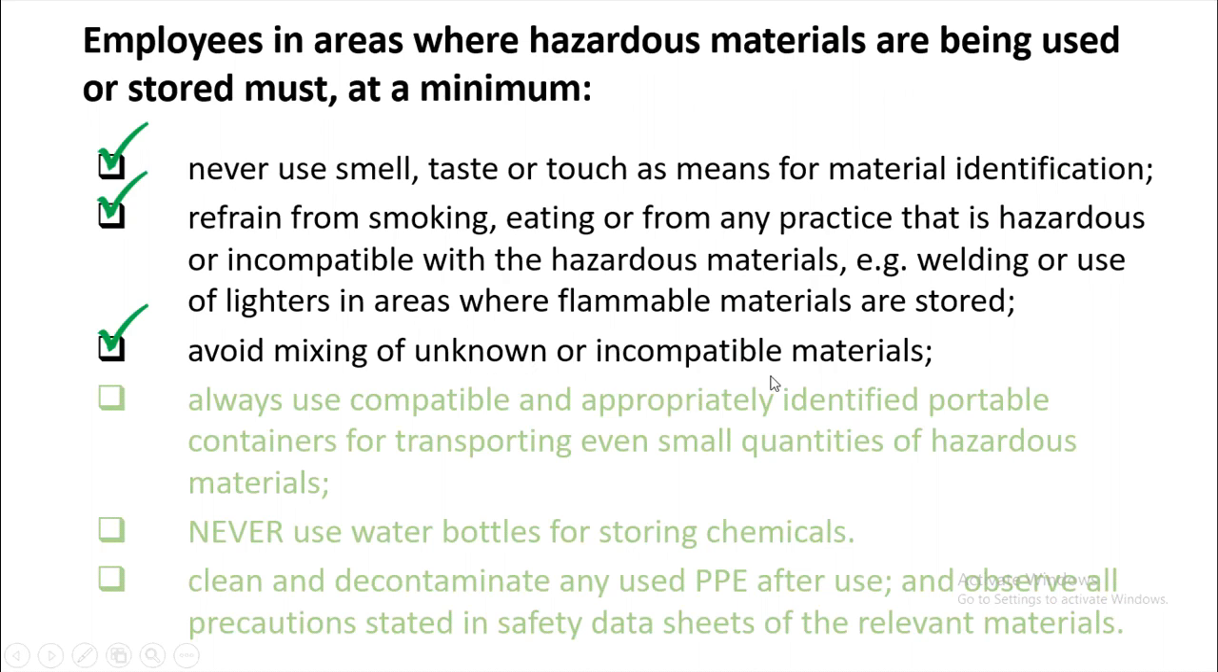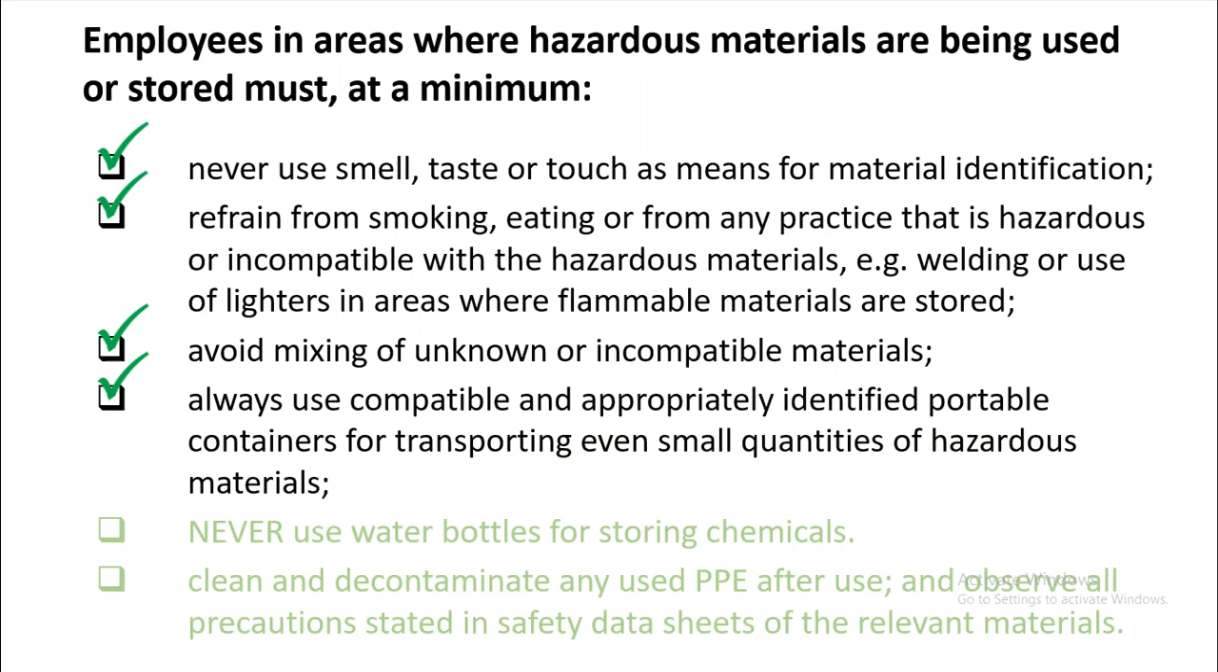Avoid mixing of unknown or incompatible materials. For example, if you mix an acid with another acid, it will produce an explosion or fire. This is actually for laboratory chemicals. Always follow the procedures on how to mix chemicals. Don't mix chemicals if you don't know what type of chemicals they are. Always coordinate with the concerned, competent, responsible person to teach you how to identify, use or mix those chemicals.